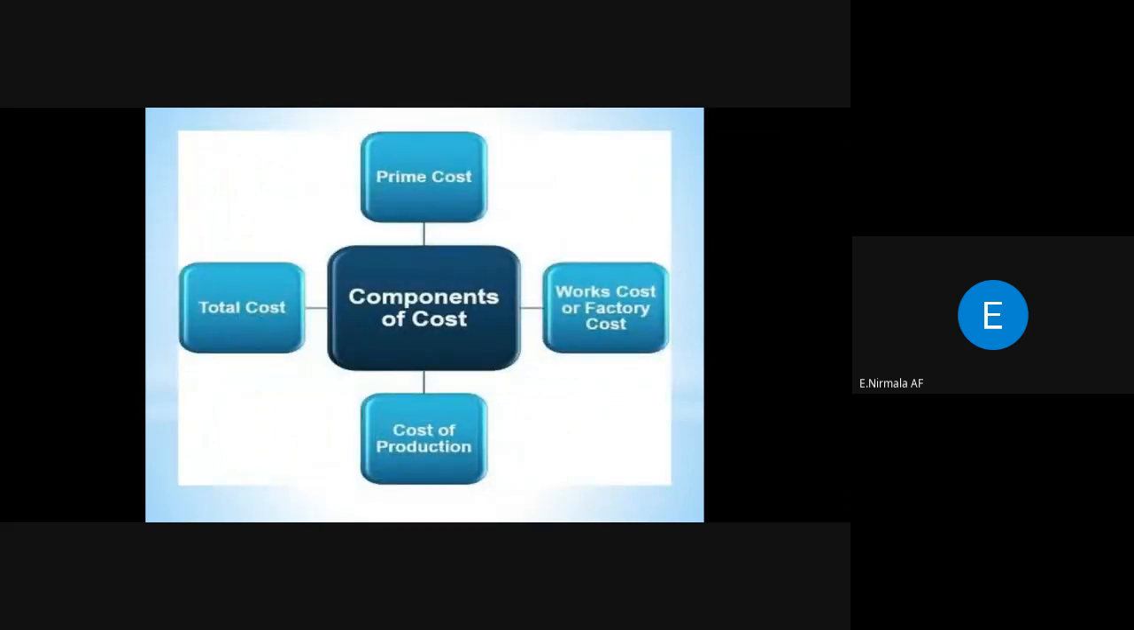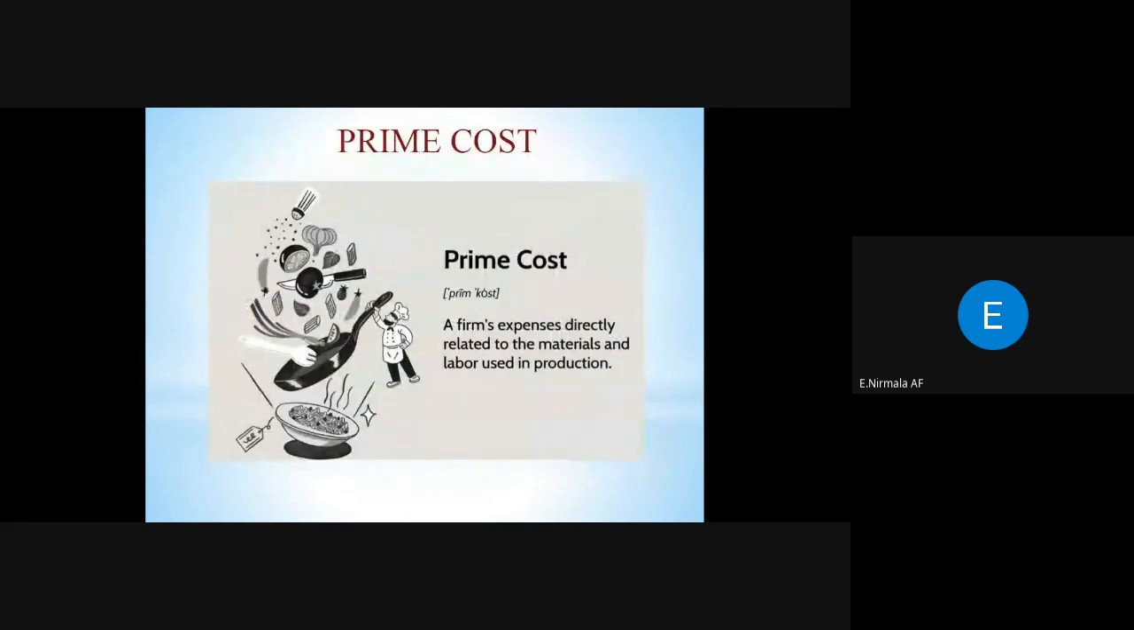Now, we have four components of cost. One is prime cost, second one is work cost, third one is cost of production, and fourth one is total cost. Now, first one is prime cost. Prime cost is the total direct cost of production, including raw material and labor. Indirect costs such as utilities, manager salaries, and delivery cost are not included in prime cost. Prime cost is the aggregate of direct material, direct labor, and direct expenses. It is also known as flat cost or first cost or direct cost.